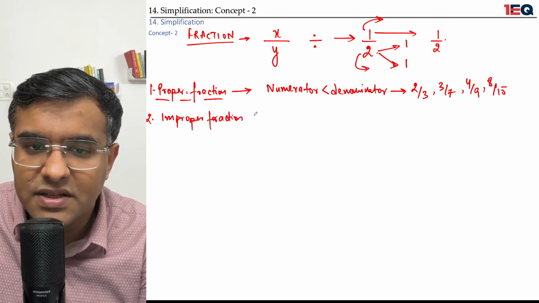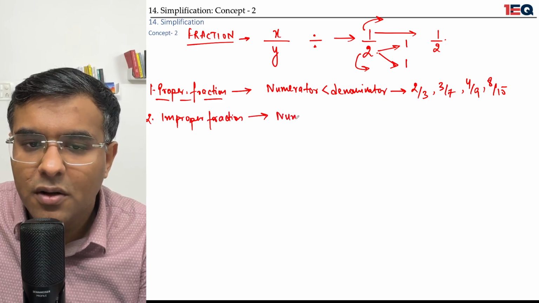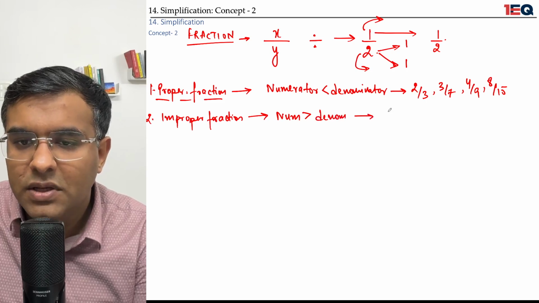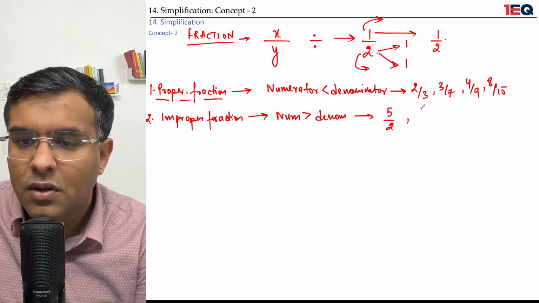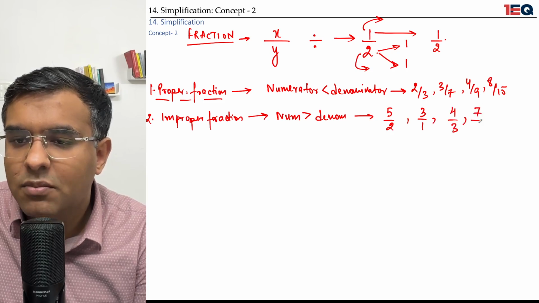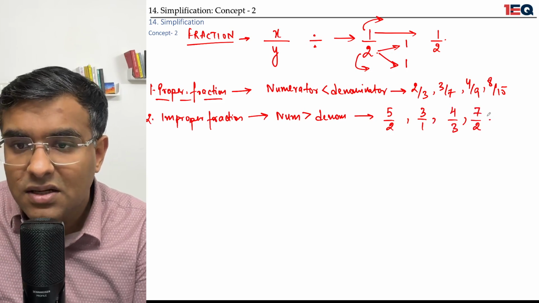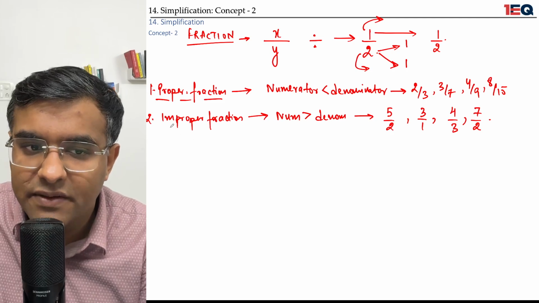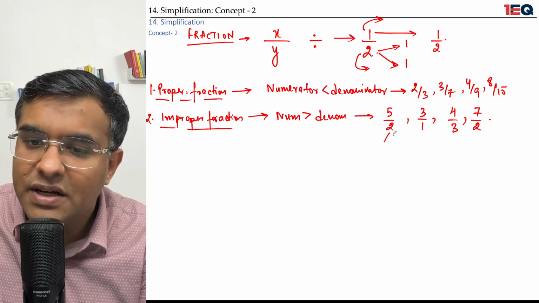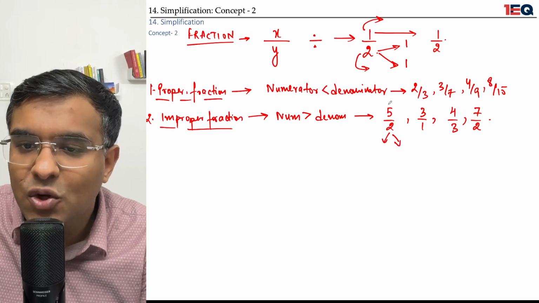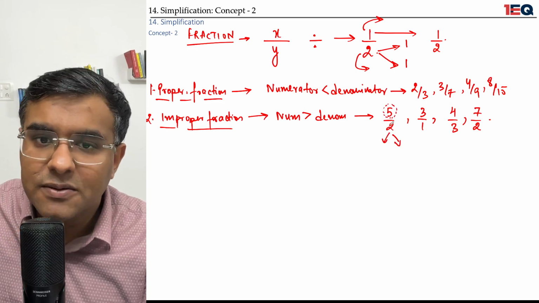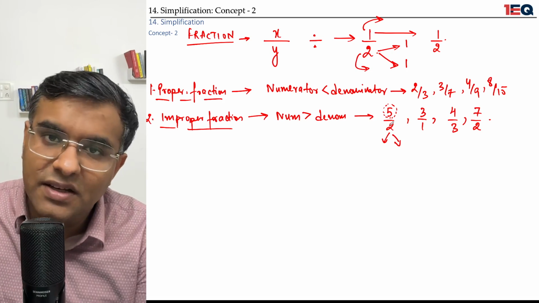There is an improper fraction as well, where the numerator is greater than the denominator. So in this example, 5 upon 2, 3 upon 1, 4 upon 3, 7 upon 2. In all these fractions that I have represented, the numerator is more than the denominator. This means that when the denominator is split into its most basic parts, the numerator is much more than the denominator's split parts. So it doesn't represent a proper fraction, and it is an improper fraction.